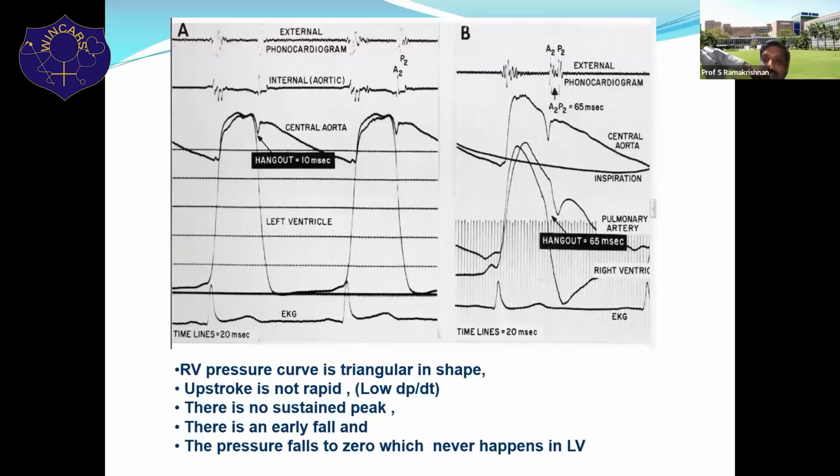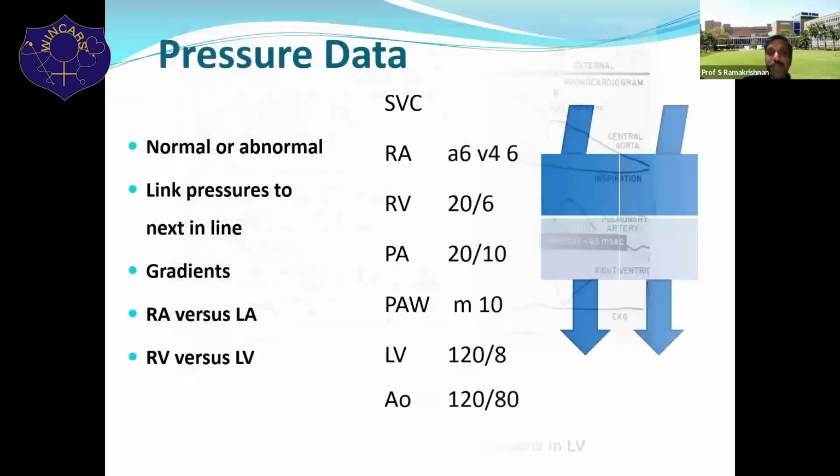So the RV pressure is triangular in shape. If you remember this diagram, then you will be able to make it out. You understand that LV is made to eject fast, so it has a sustained peak. It doesn't fall very early, and the LV never falls to zero. All these things happen in the RV. So either way, you have to remember all this.